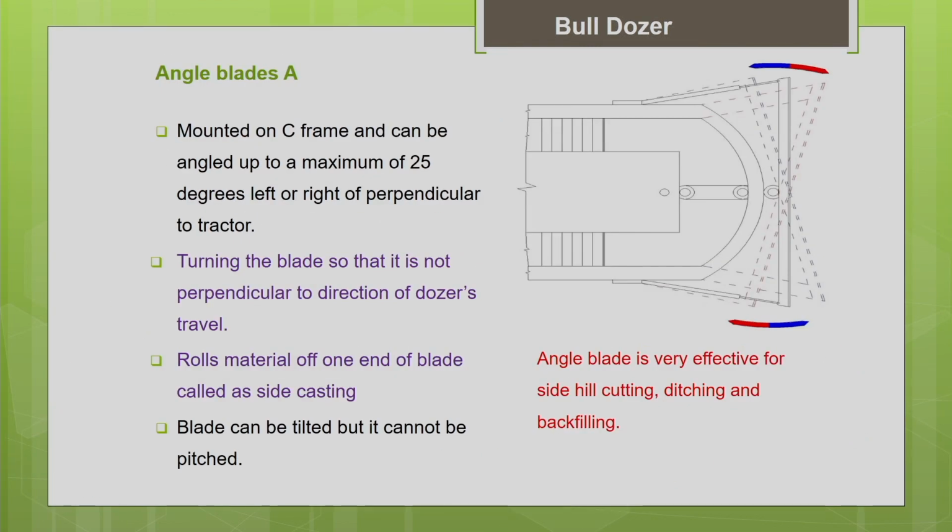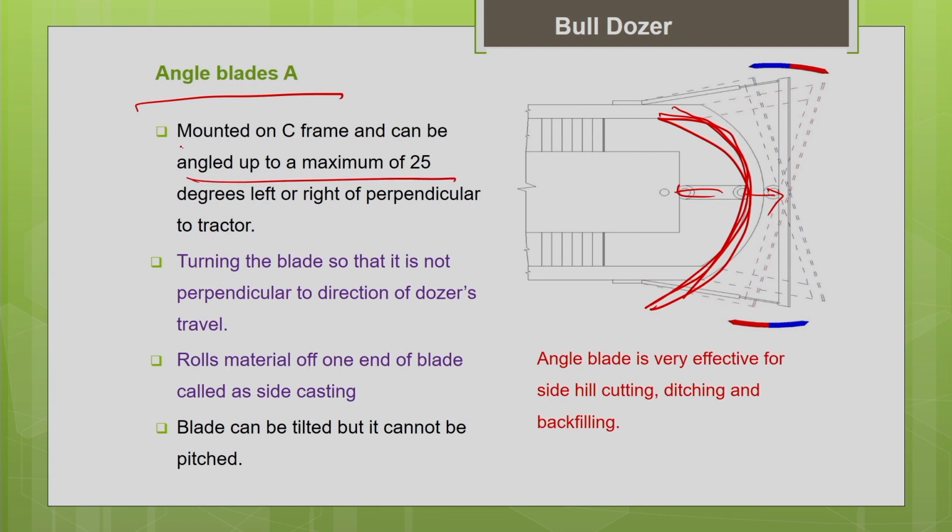Now let us move on to the next type of blade, that is the angle blade. So these angle blades, as I discussed earlier, are connected by a C frame. Okay, the C frame is connecting the tractor and the blade. Because of this C frame, it facilitates the angling movement. So you can see the angle can be turned left or right to a maximum of say 25 degrees. It is mounted on a C frame and can be angled up to a maximum of 25 degrees left or right of the perpendicular of the tractor.